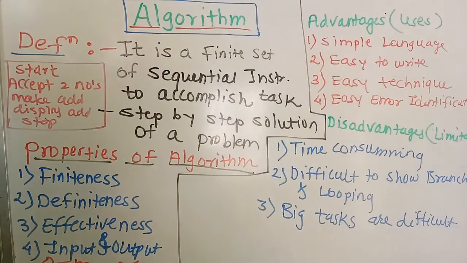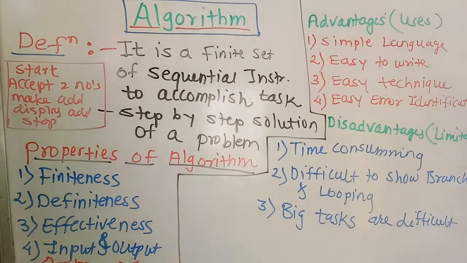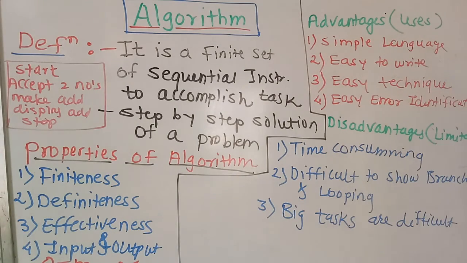Third is easy techniques. How is it easy? Because the logic we list in the algorithm is very easy for the developer to turn into programming terms. Here I have clearly mentioned: accept two numbers. It is the programmer's task to convert these plain statements to programming terms. He reads these statements and simply converts them into programming code. So it is an easy and much simpler technique for the developer.